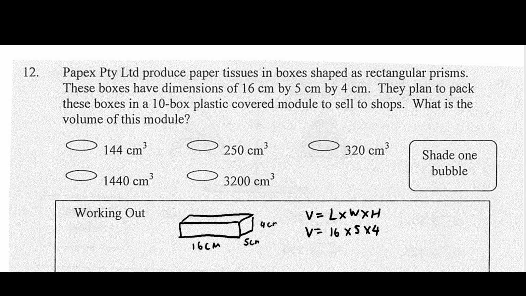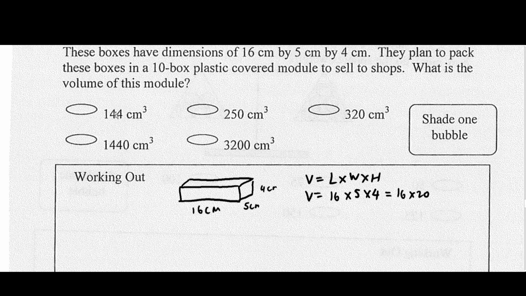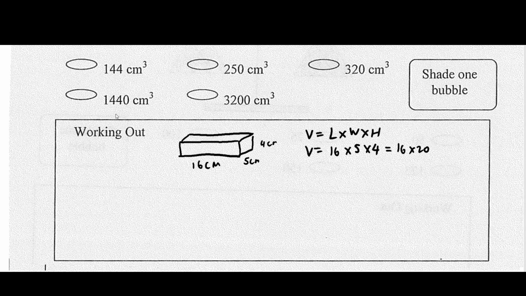All right, so 5 times 4 is 20. So this is equal to 16 times 20. And what I'm allowed to do here is use division like this, 16 times 20. 0 times 6 is 0. So I just can put a 0 down because I go to the next column anyway. 2 times 6 is 12. Put down the 2, carry the 1. 2 times 1 is 2, plus 1 is 3. 320 there.